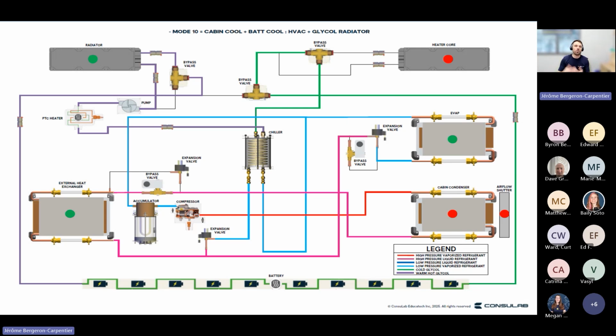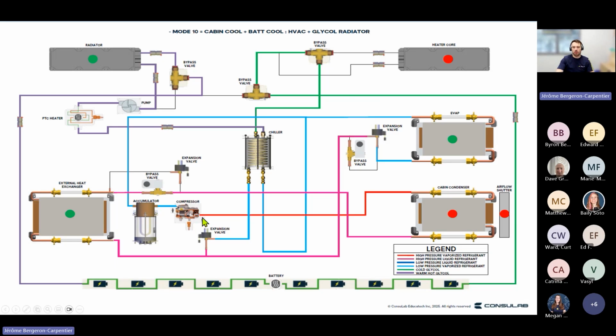So in that case, mode number 10, I like to call this strategy the Arizona mode, which is super hot outside. So what we want to have is to cool down the cabin, but the high voltage battery is super hot too. So I want to both cool down the cabin and cool down the high voltage battery.